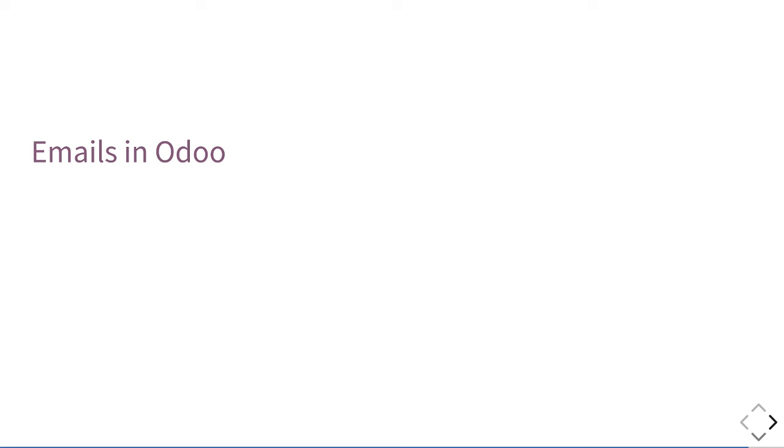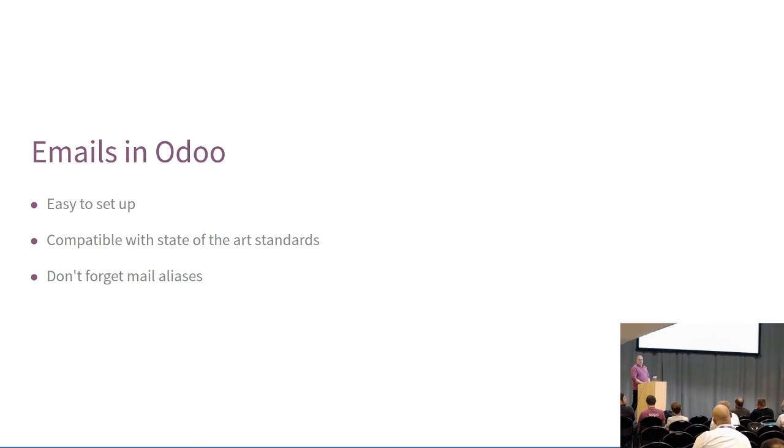So, emails, the interaction between Odoo and mail servers. Almost easy to set up. If you understood what I said today, normally it's quite simple. It's compatible with the state-of-the-art standards. You should not forget the mail aliases. Generally speaking, when you have an issue saying, OK, I get an email, it doesn't create the right object, first of all, have a look at the mail aliases to check what are the rules that Odoo will follow to deal with your emails. And it's highly configurable. You can do whatever you want with those mail servers.